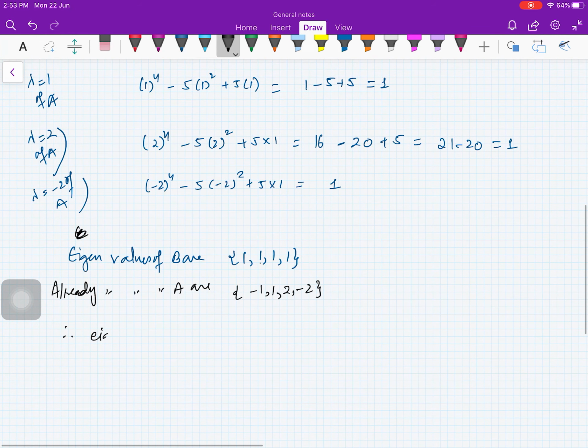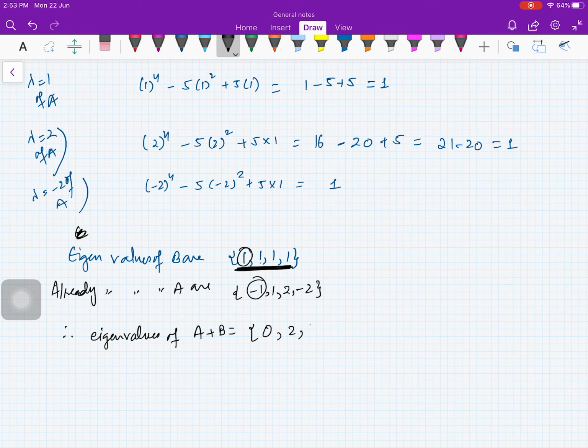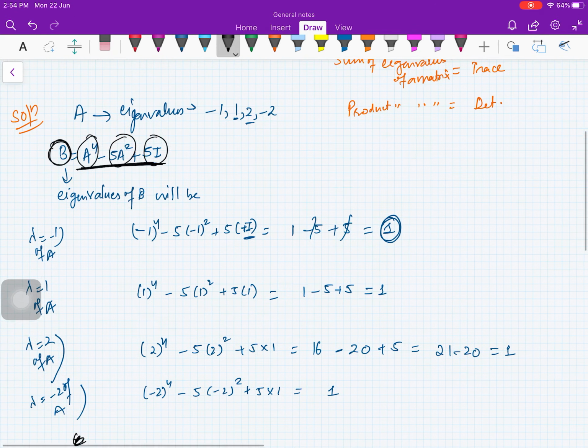Therefore the eigenvalues of A plus B will be the sum of the eigenvalues of A and B. You have to add the corresponding eigenvalues. It does not matter here because every eigenvalue of B is 1, but you have to add the corresponding eigenvalues, of course. So you get 0, 2, 3 and -1 as the eigenvalues of A plus B. The eigenvalues of A minus B are: -1 minus 1 is -2... actually 2, then 1 minus 1 is 0, 1 minus 2 is -1, and 1 minus (-2) is 3. Now look at your options.